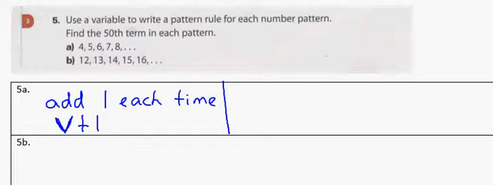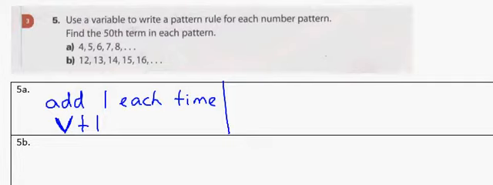So I'm adding that in. You're going to see it later, or you've already seen it, I guess. This is the review. V plus 1 is the expression. So if I add 1 to V, that's going to be my pattern rule, right? Add 1 each time. Well, what am I adding it to? Well, I'm adding it to one of these numbers in our pattern. So that will give me the next number in the pattern.